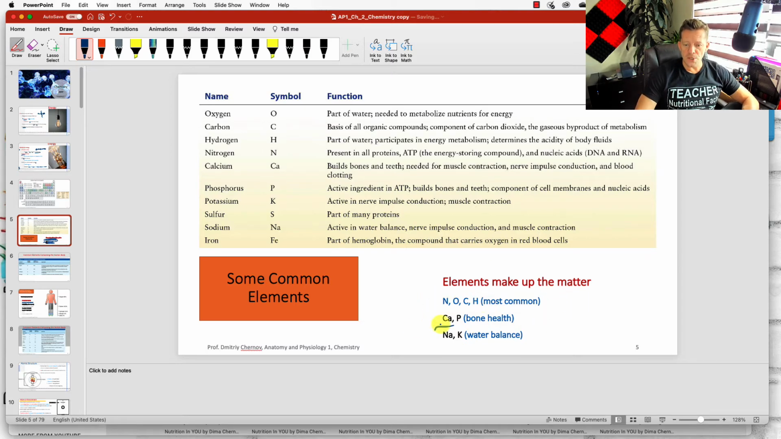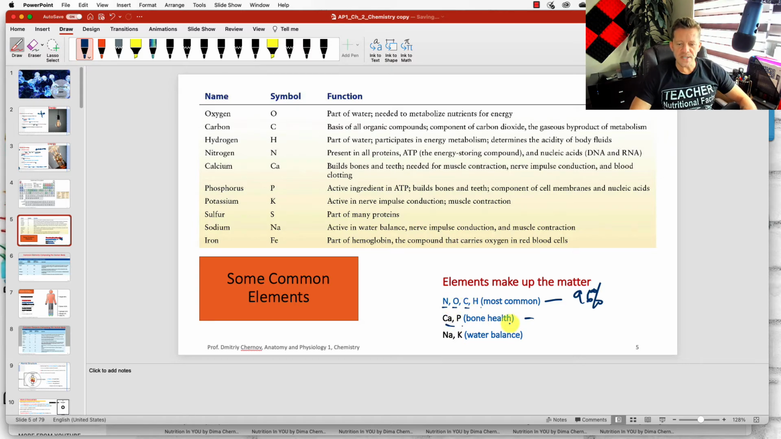So these first four, most common, make up 96% of our body. That makes the rest, and then there are some other traces. So I want you to remember nitrogen, oxygen, carbon, and hydrogen, because they are important. And also calcium and phosphorus.